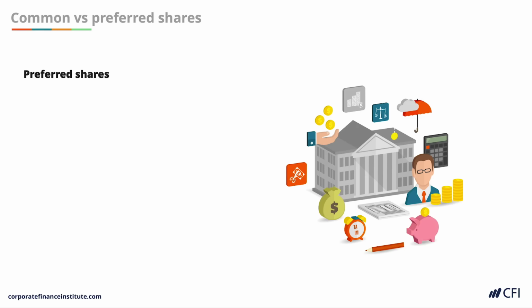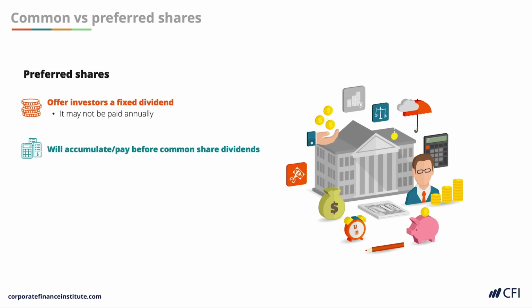Preferred shares, or preferred stock, are different than common shares in the way that shareholders participate. Usually, preferred shares offer a fixed dividend. However, the dividend may not be paid annually. Preferred share dividends will accumulate and be paid before common share dividends are paid.